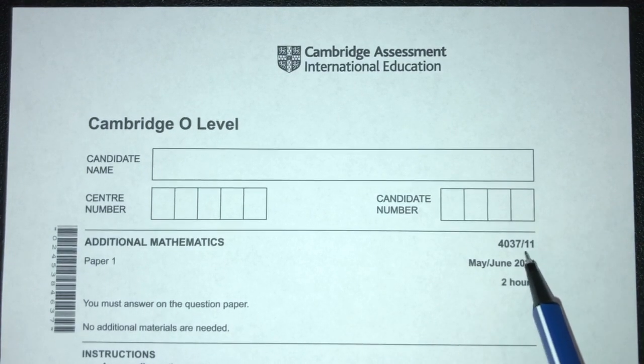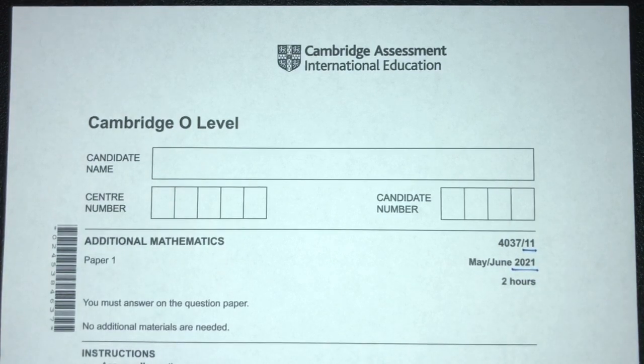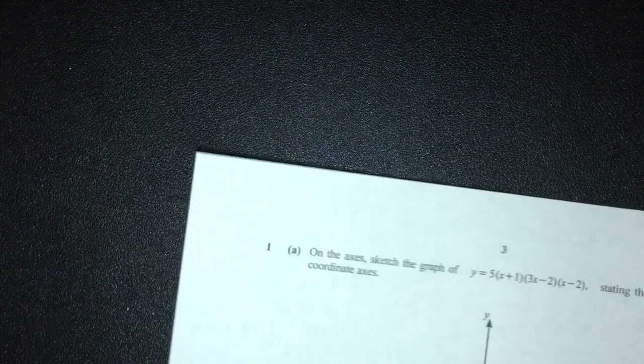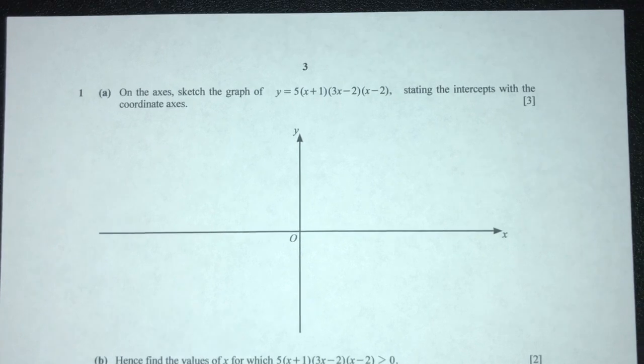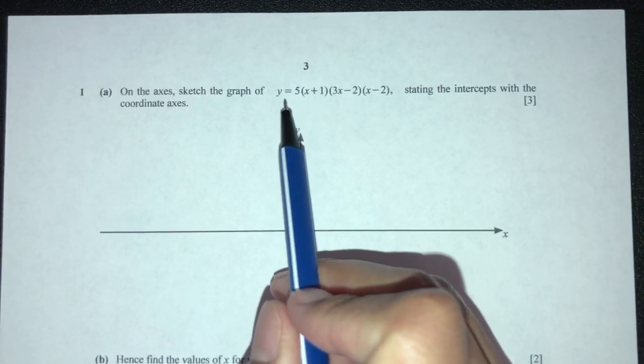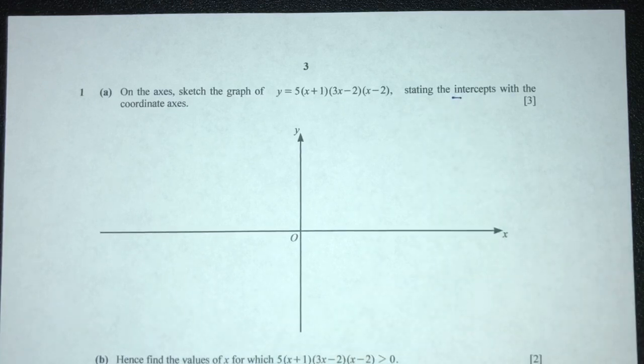This one is paper 1-1 of May-June 2021 for Add Math paper 1. Now, with that being said, let's move on to question number 1. So, part 1, we have to sketch the graph of y equal to this, stating the intercepts, which is the y-intercept and the x-intercept with the axes.